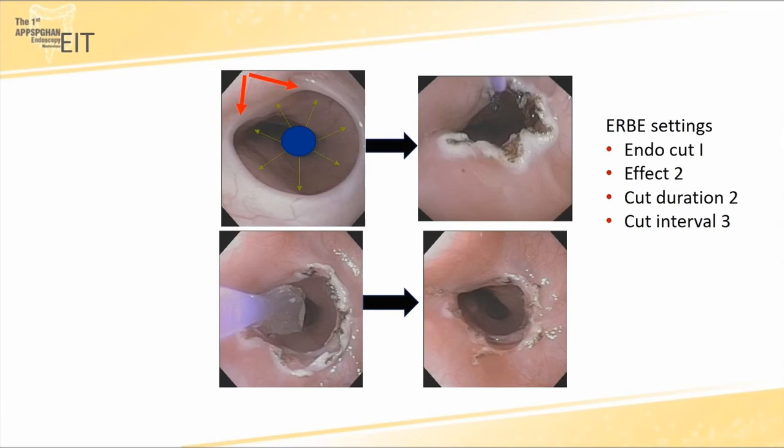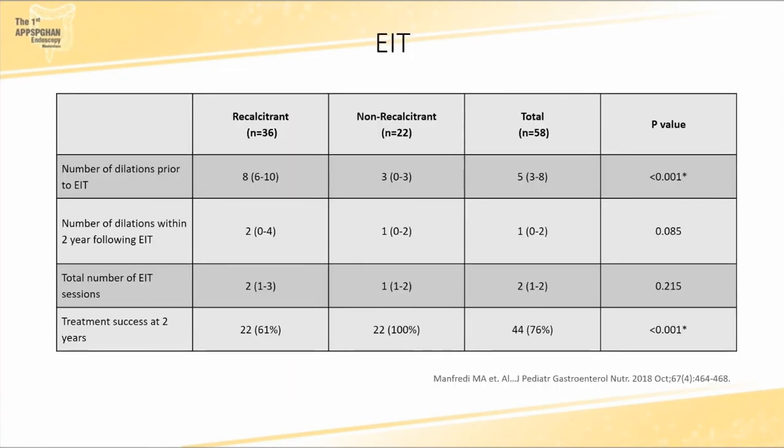Now, for ERBE generators, I use EndoCut I, effect 2, cut duration 2, cut interval 3.